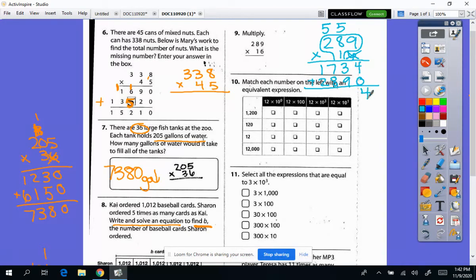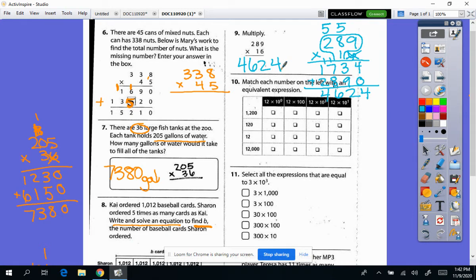4 plus 0 is 4. 9 plus 3 is 12. 8 plus 7 plus 1 more is going to give me 16. And 1 plus 1 plus 2 more is 4. So I get a final product of 4,624.